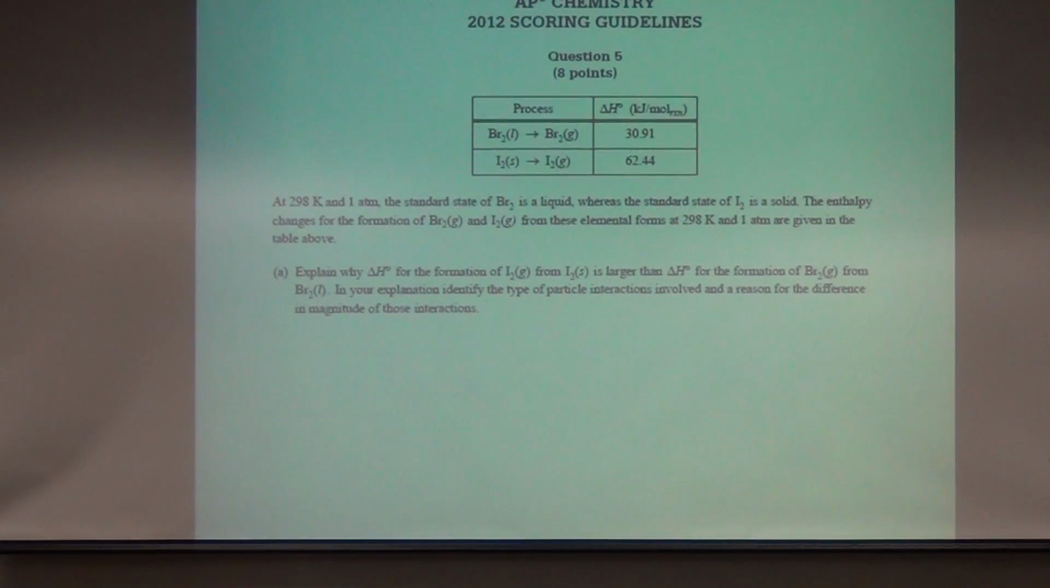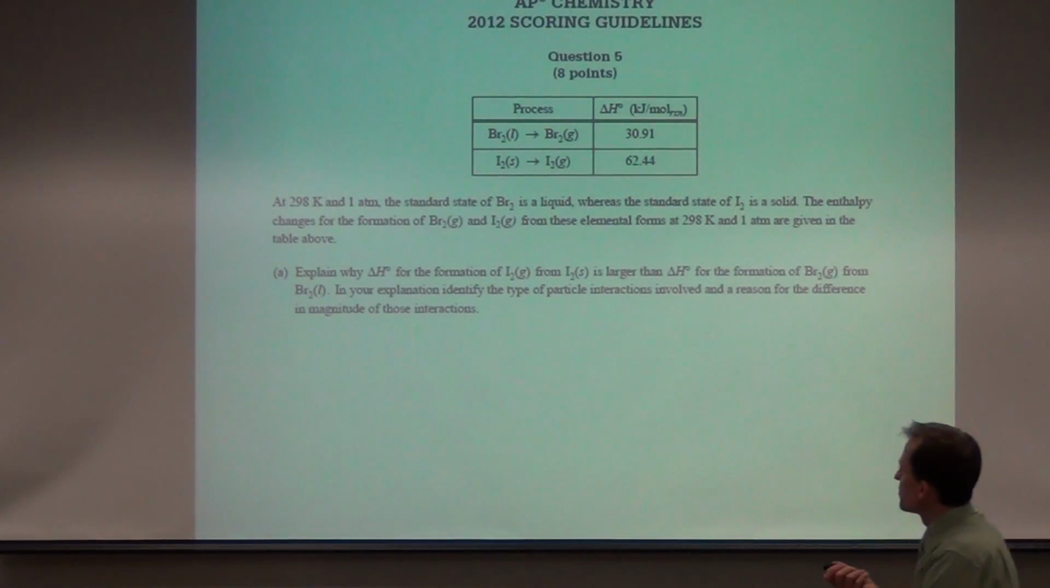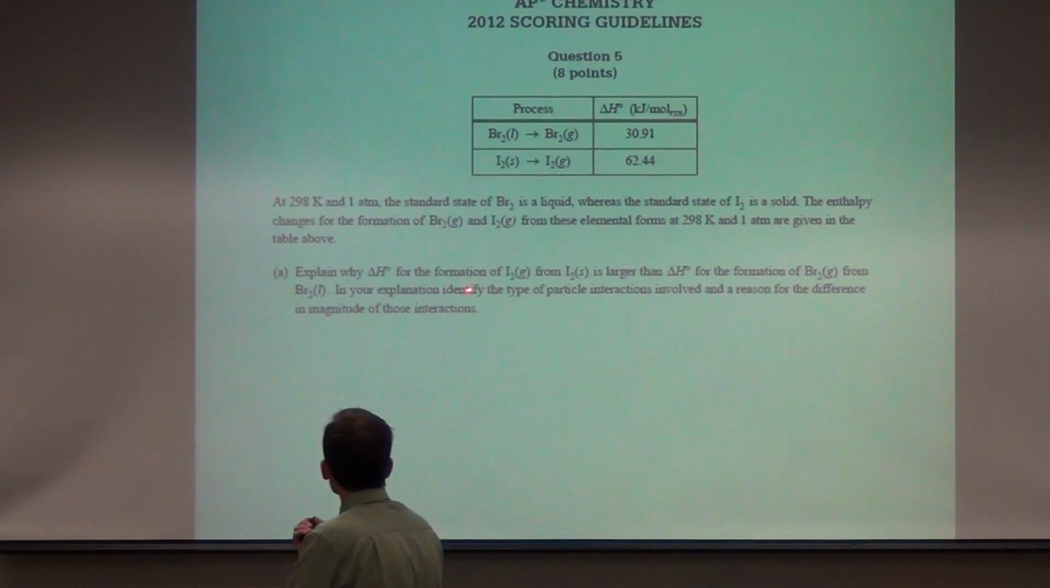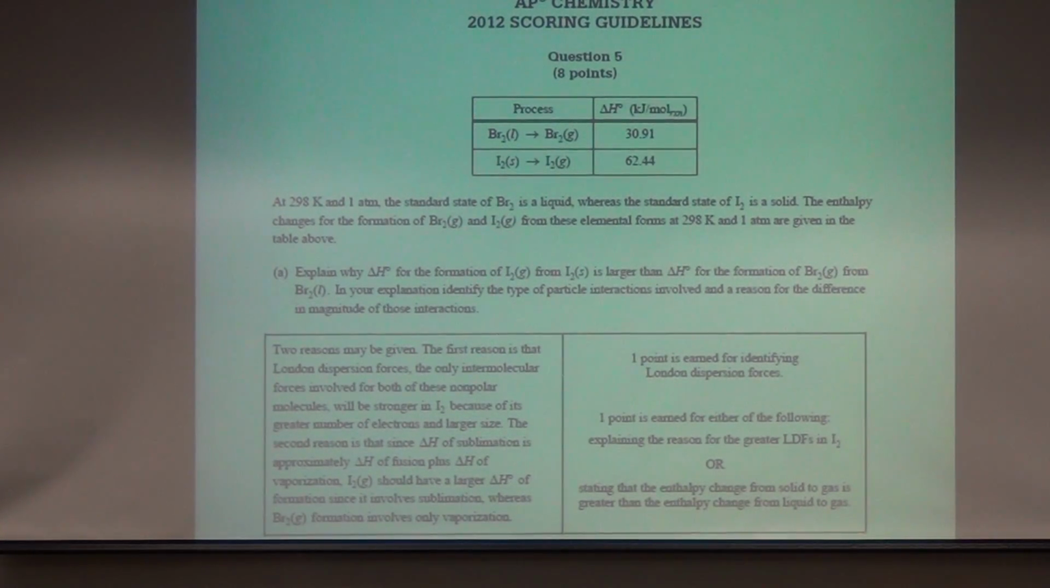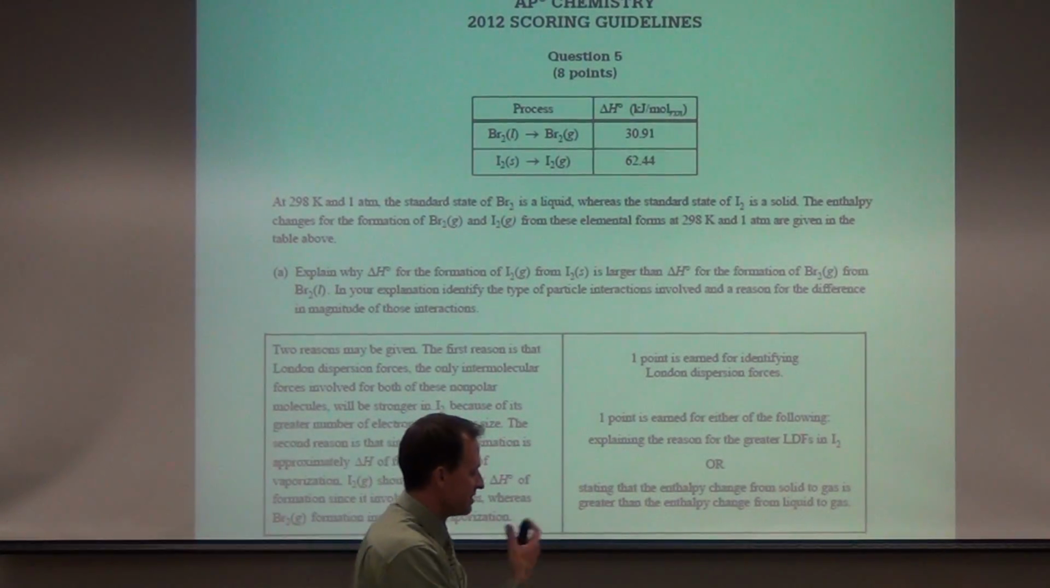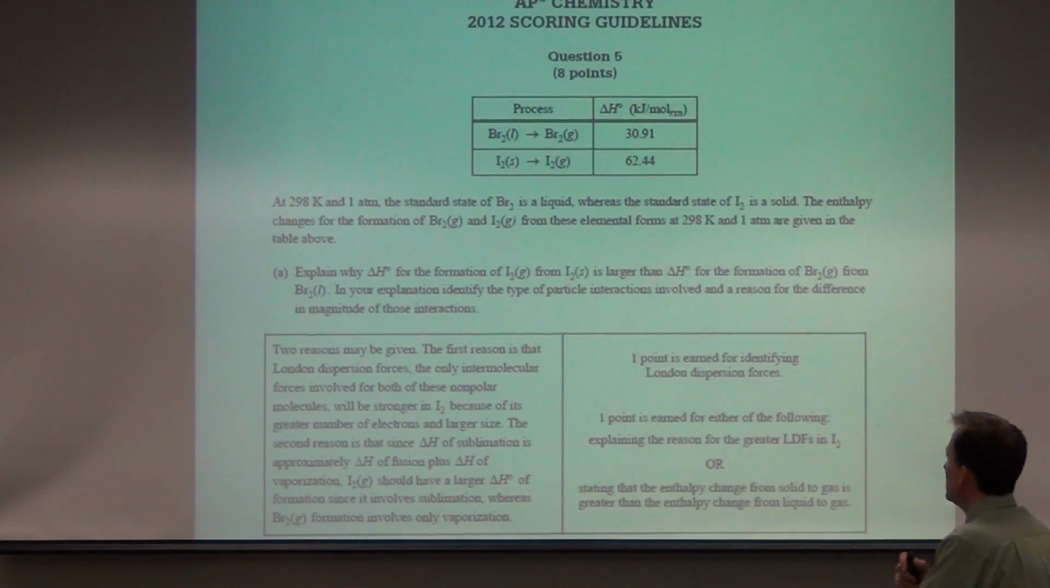Okay, let's quickly talk about this one now. Explain why, and we'll see how far we get. The enthalpy change for the formation of I2 gas from I2 solid is larger than for Br2 gas from Br2 liquid. Don't write it all down, I just want to show you points. Two reasons can be given. They're both London.